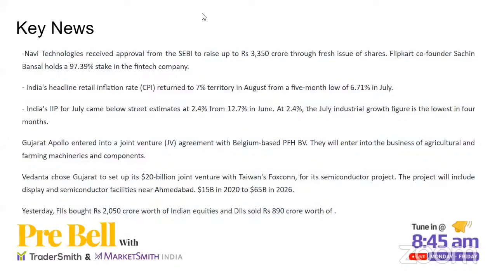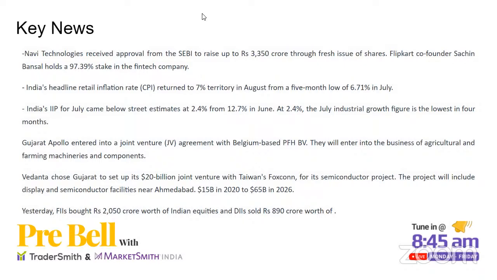Vedanta, which is a conglomerate, has chosen Gujarat to set up a joint venture with Taiwan's Foxconn, which is a major manufacturer of semiconductors. The company is planning to spend around $20 billion of capex in Gujarat. Currently, these semiconductors are mostly manufactured in Taiwan. So India is planning to capture that market, which is an ever-growing market, because most of the electronic devices use these semiconductor chips. And recently, we have seen a semiconductor chip shortage in the automobile sector as well.